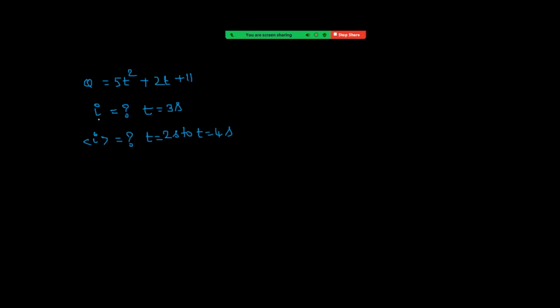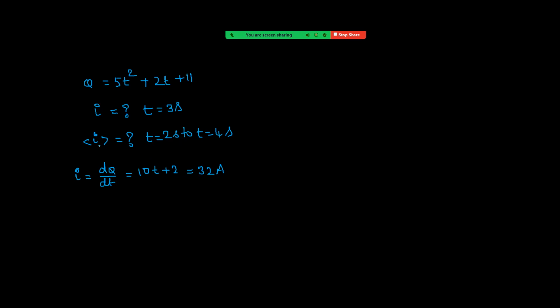Let us take the first one, it is a very simple and direct one. I equal to the rate of flow of net charge, dq by dt. The derivative of 5t squared is 10t, plus 2, right? Now take time t equal to 3. So 10 times 3 is 30, 30 plus 2, 32. 32 ampere when t equal to 3 seconds. This is the current, right?